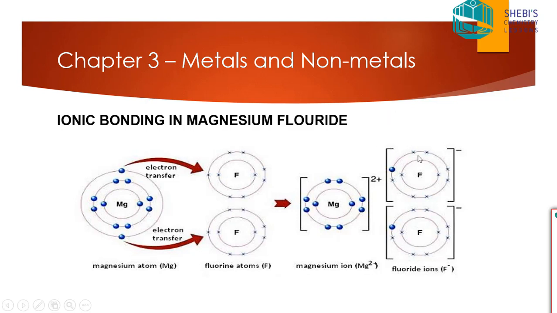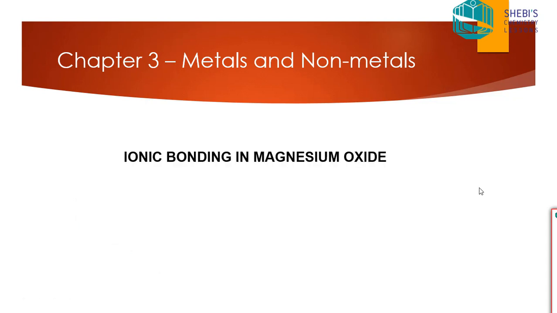Now what about fluorine? Each fluorine gained one electron from magnesium. You can see the electrons in the picture. After gaining one electron, it became a fluoride ion, and it got one negative charge. Here one more negative charge. So this is the structure of magnesium fluoride. We will move to the next compound.